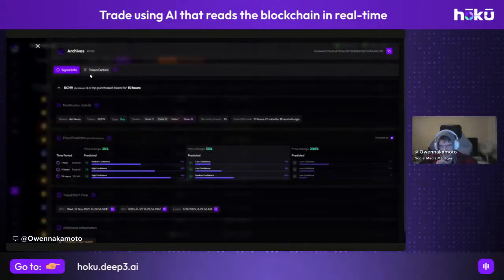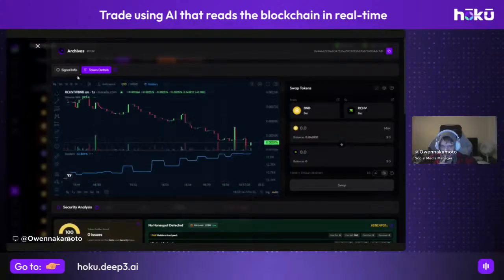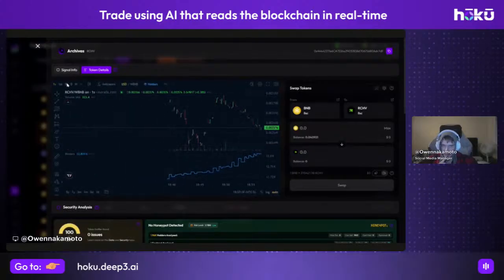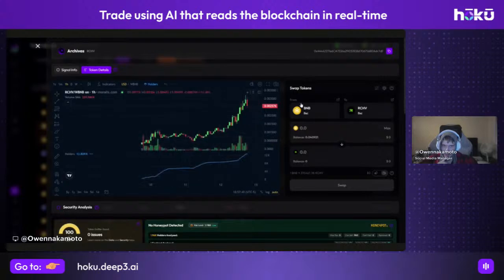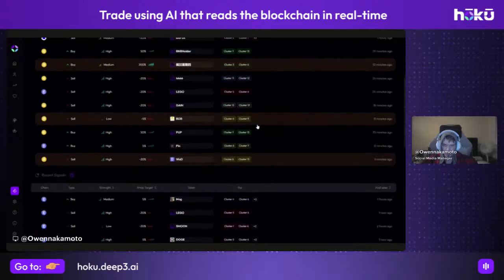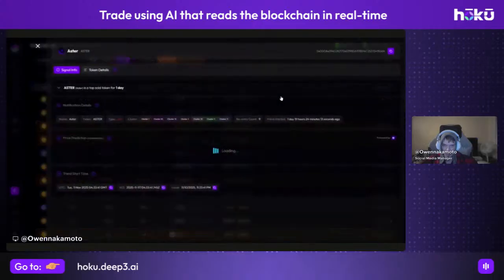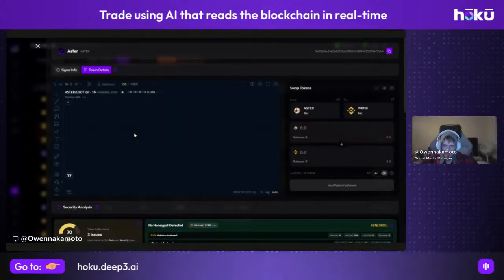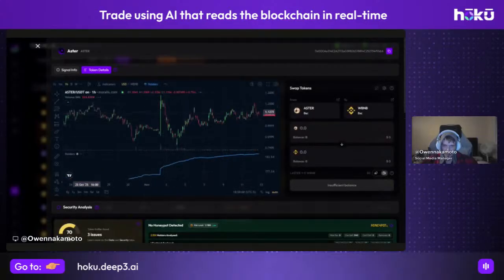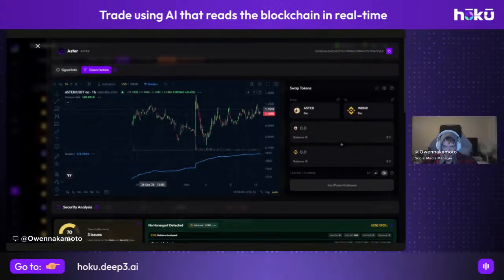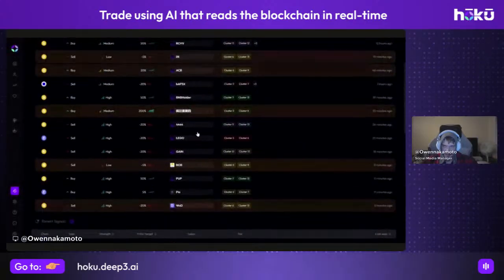RCHV, are you still ripping? Nah, you're pulling back. Fine. Every dog has his day. And Aster, you're still dumping. Oh, it's really finding resistance here. This was a rug. Probably a rug.